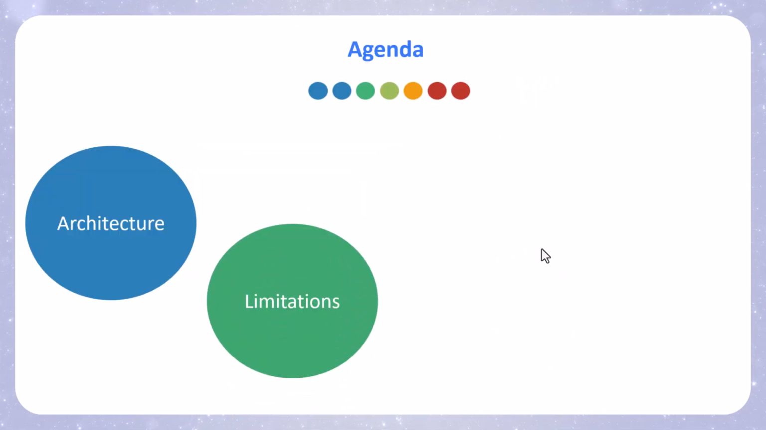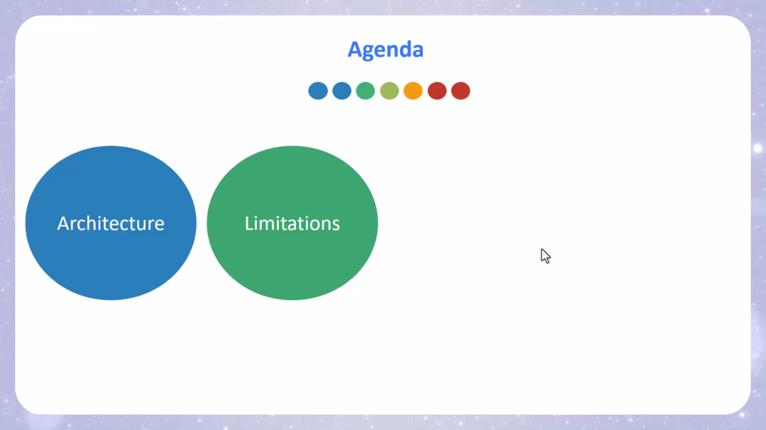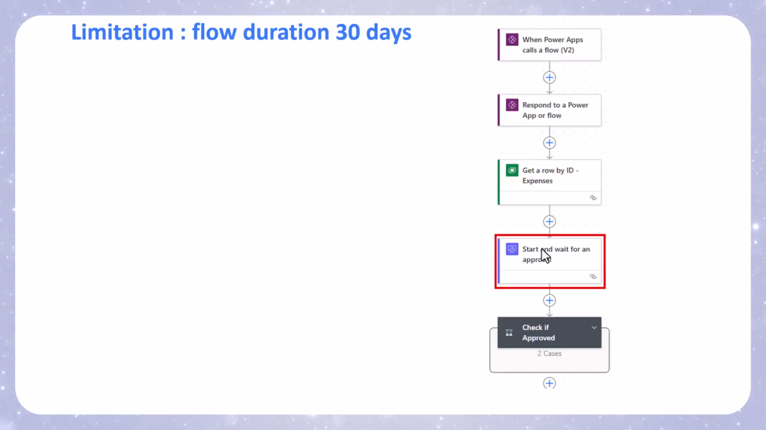Okay, so let's move to the second part. Some limitations of Power Automate. The first one, as I mentioned, is that flow duration is 30 days. So if you have a flow that starts and waits for an approval, it will stop after 30 days. Okay?